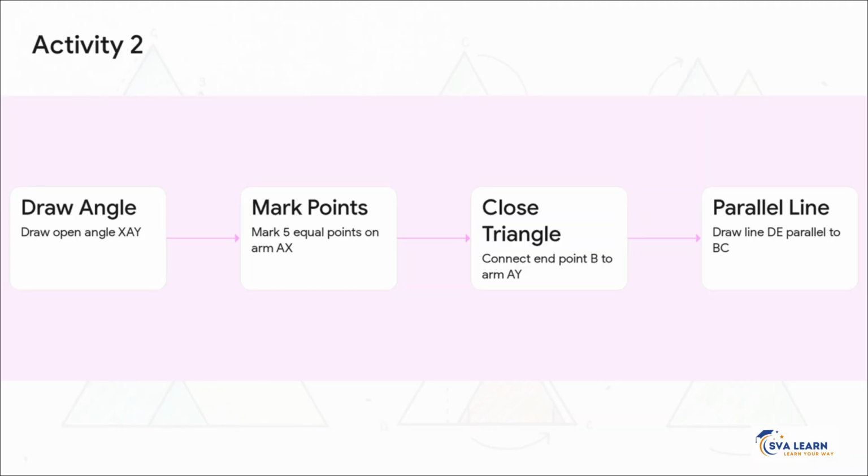Close the triangle by drawing a line from point B up to the top arm, AY, and we'll label that intersection C. Finally, step 4. The magic step. We draw a line from one of our spaced points, let's use point D, that is perfectly parallel to that closing line BC, and it intersects the top arm at point E.